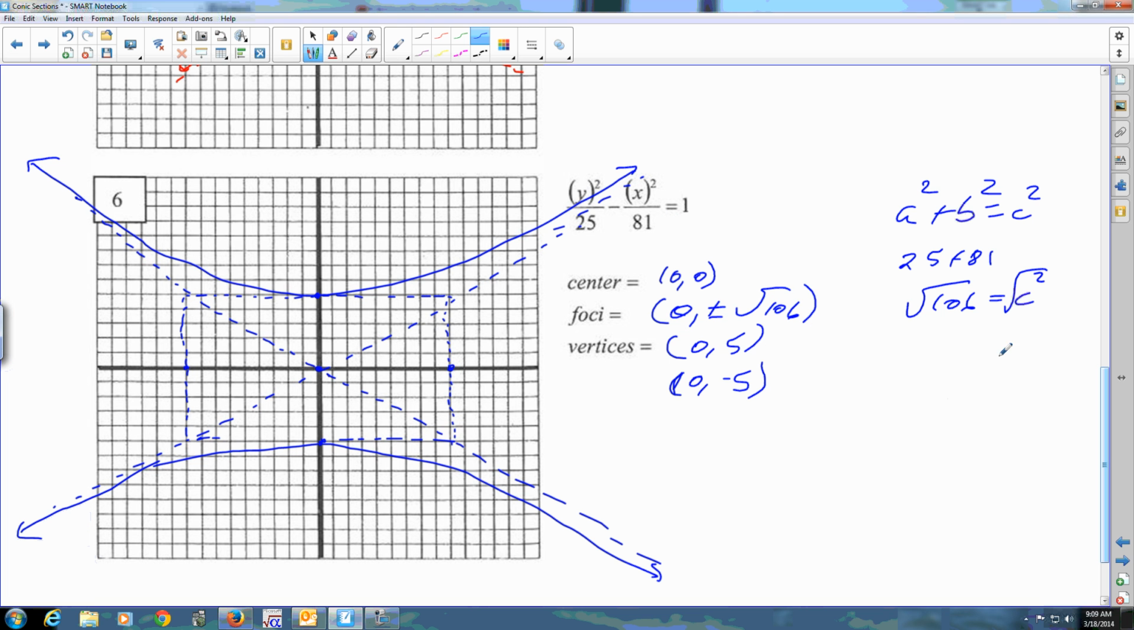Now, how do you place that on your graph? Well, you get a decimal. That's about 10.3, so 10.3 units up: 5, 6, 7, 8, 9, 10.3. And down, negative 10.3. So there are your foci. Okay? That's it.